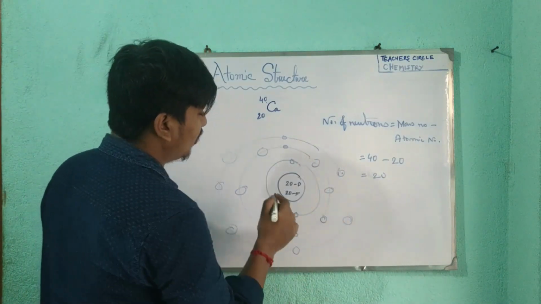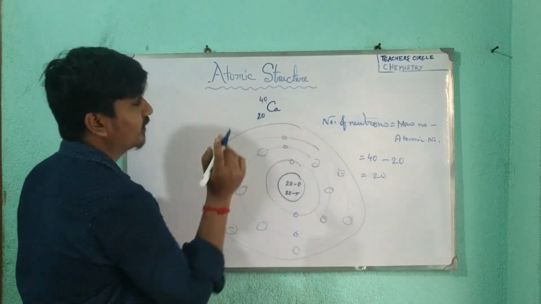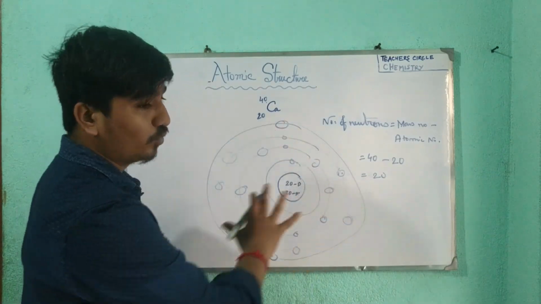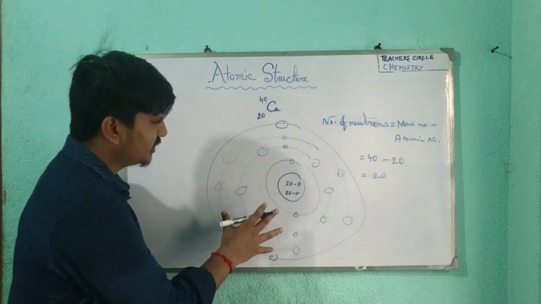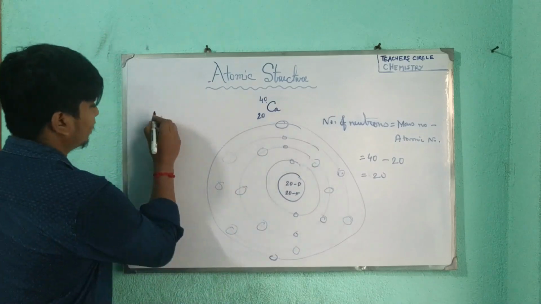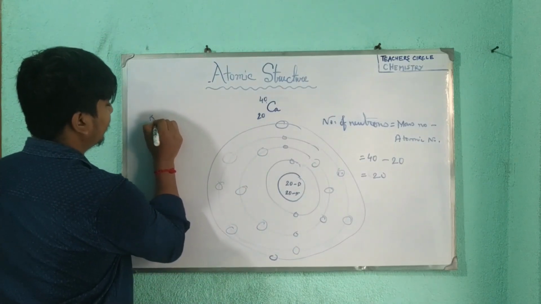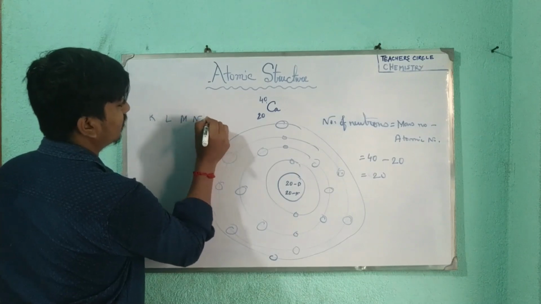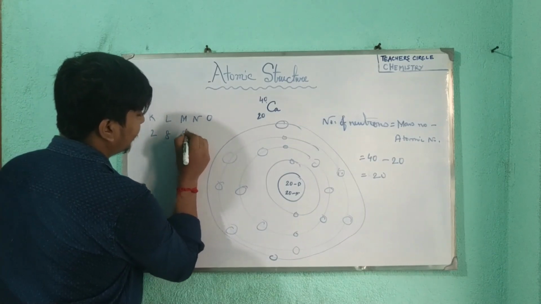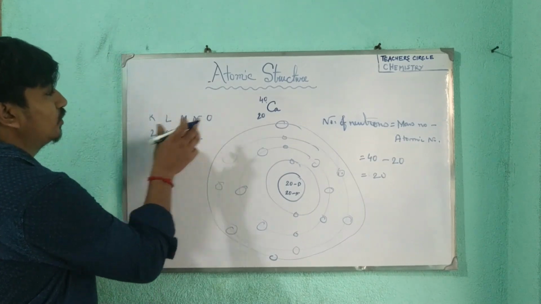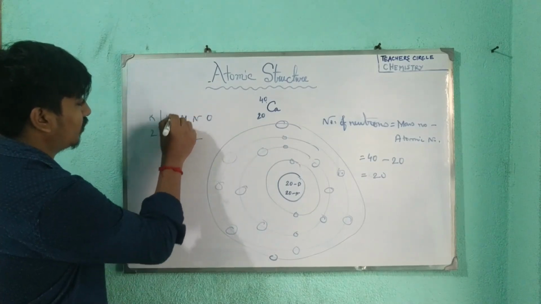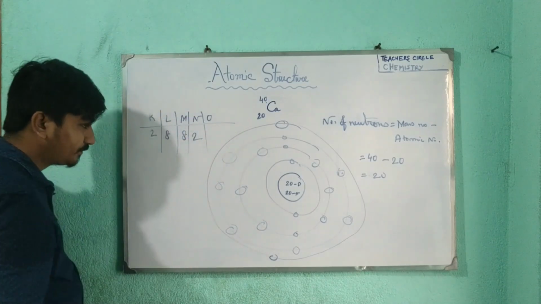Therefore for the M shell I have drawn 8 electrons and the remaining number of electrons is 2. So for the N shell those 2 electrons will fit there. So this is the electronic configuration and the drawing of shells of calcium. For the K shell it is 2, L shell 8, M shell 8, and for the N shell it is equal to 2. So atomic number 20, the number of electrons is equal to 20. This is the electronic configuration of the element calcium.